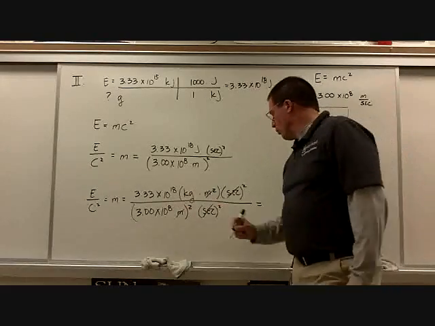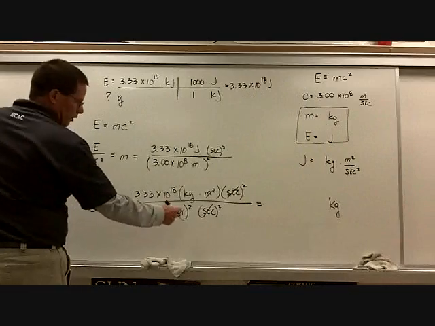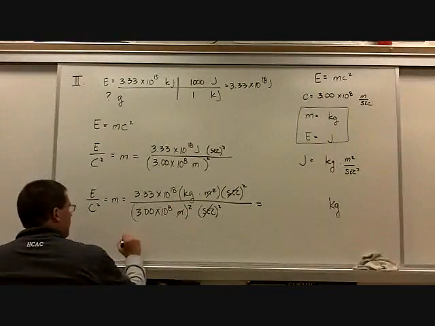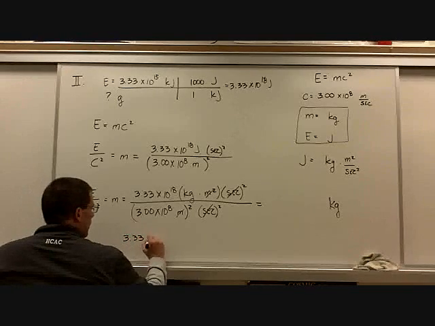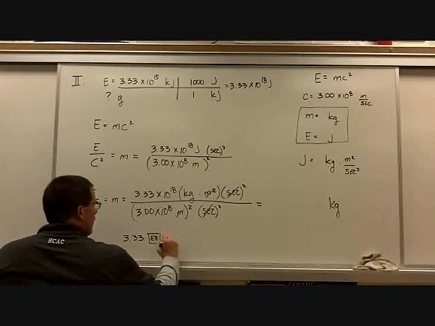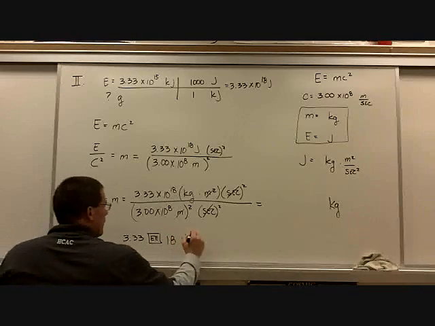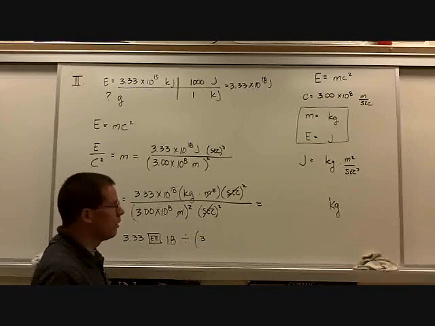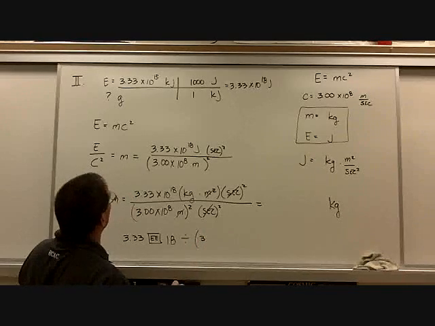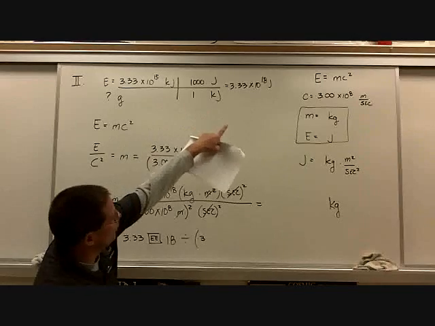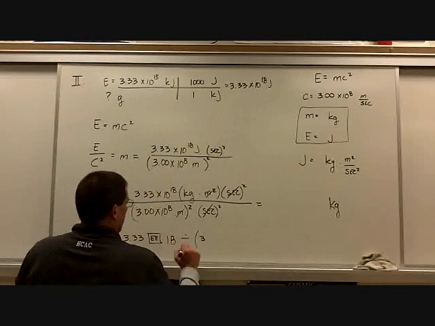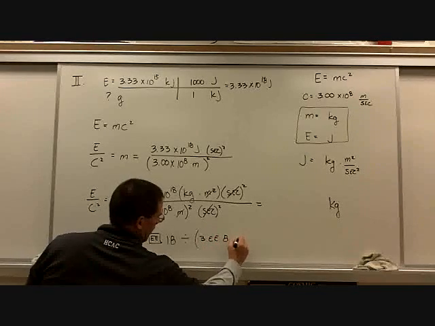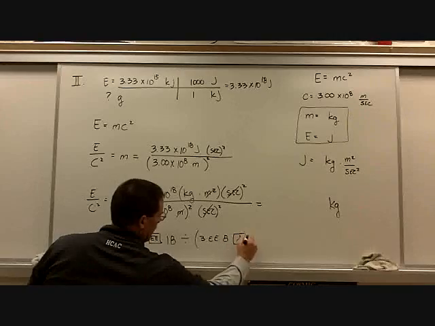When we type this in, we have to be really careful that we still have a square here. So I'll try to write it down here if you guys can see it. 3.33 EE 18 divided, open up the parenthesis. It says to the 15 power? That's kilojoules. We converted to joules. So now we're back. 3 EE 8, and then let's caret that right in there.